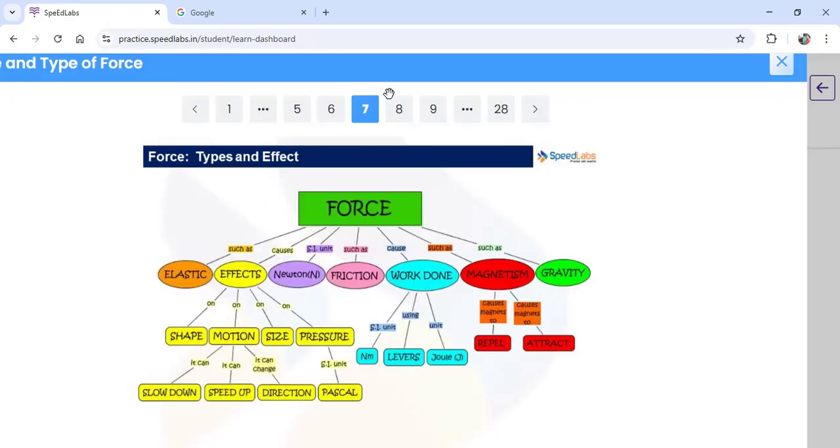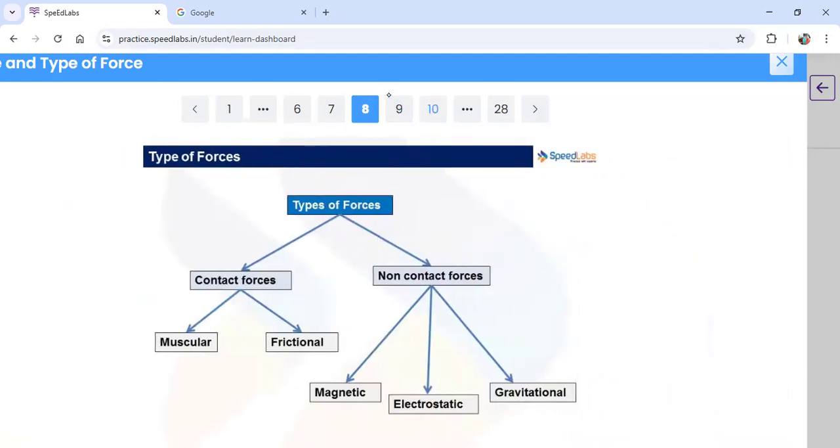Okay, what force effects. Okay, example cause. Okay, yes or no? Next, types of forces: contact force, non-contact force. Okay, contact force like a muscular force is there and frictional force is there. Non-contact forces: magnetic force, electrostatic force, and gravitational force.